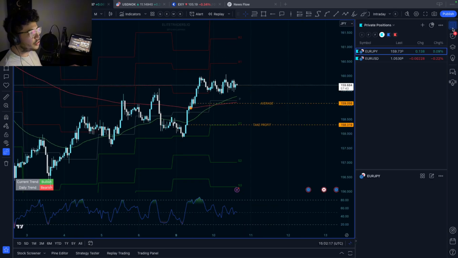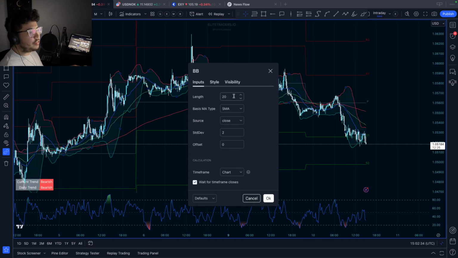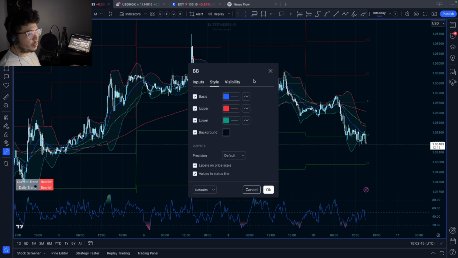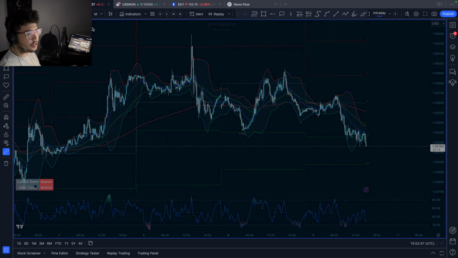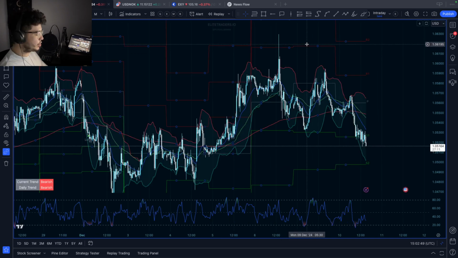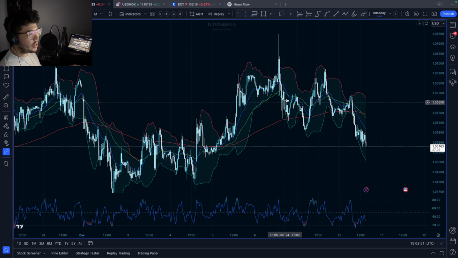So let's go on to, so this is the 15 minutes. I actually need to put this onto the 30 minutes because that's where I use this DCA strategy. So this is the settings for the Bollinger Bands. So we can leave that as they are. Let's go to the 30-minute and let me actually just get rid of this other indicator here. So all we need is this.